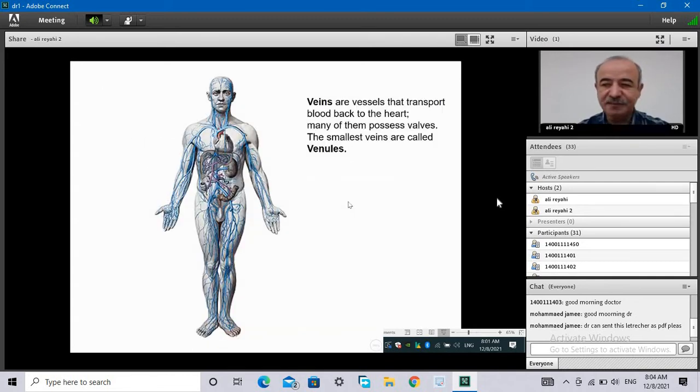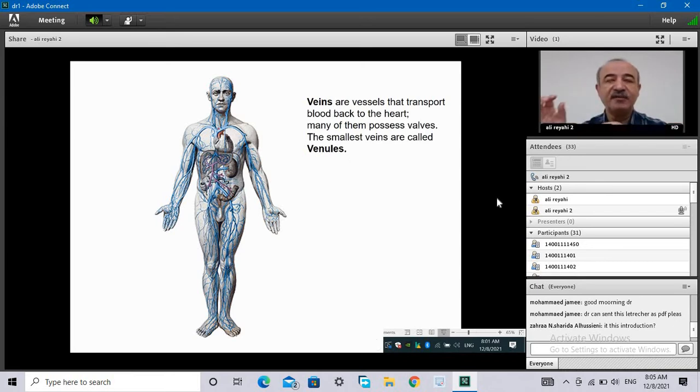What is the vein? The other type of vessel in our body, veins, okay. Veins are vessels that transport blood back to the heart, okay, back to the heart. Many of them possess valves. The smallest veins are called venules. The small vein is called venule.